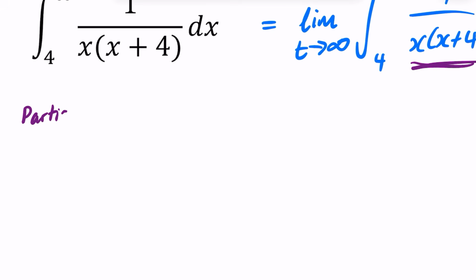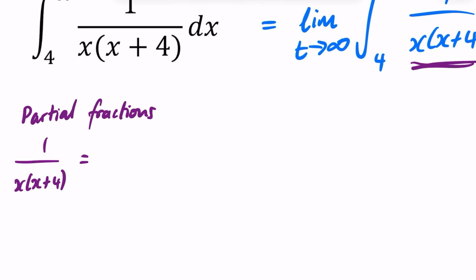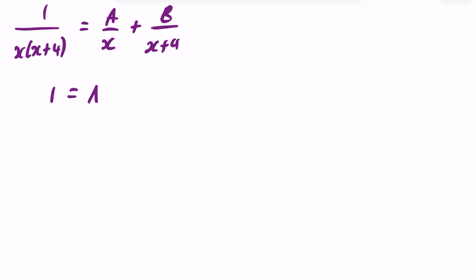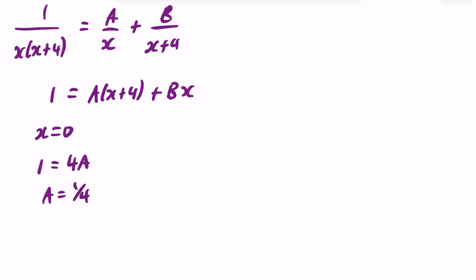So I'm going to do some partial fractions, and my partial fractions that I've got here is going to be on this 1 over x, x plus 4. So that will be my a over x and my b over x plus 4. So we have 1 is a with the x plus 4 plus b with the x. So when x is equal to 0, we get 1 is 4a, and so a is a quarter. And when x is minus 4, we get 1 is minus 4b, so b is equal to minus a quarter.